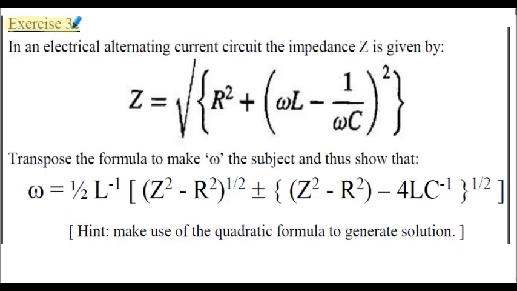Here's exercise 3C, given the same formula for Z. This time we have to rearrange to make omega the subject. Omega occurs twice within this formula. There is a hint in the question. We've got to make use of the quadratic formula to generate the final solution. That's how we'll end up with this plus or minus operation in the middle of the formula. I'd encourage you to stop the presentation and attempt exercise 3C, but a full worked solution is shown on the following slides.